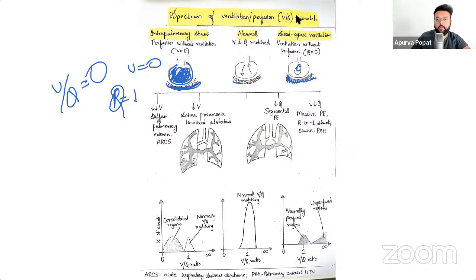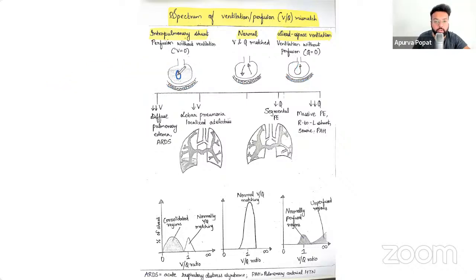Okay. Now this graph is also very important. As you know, if your ventilation is 0, like for example in ARDS, your ventilation is 0.